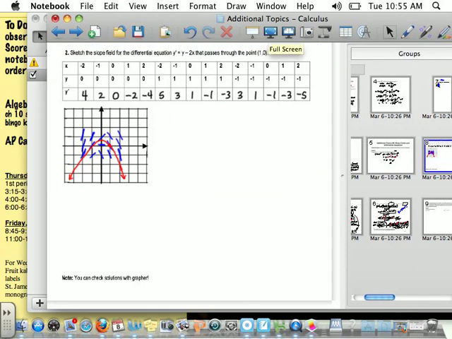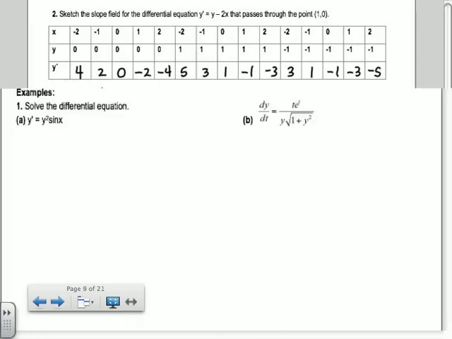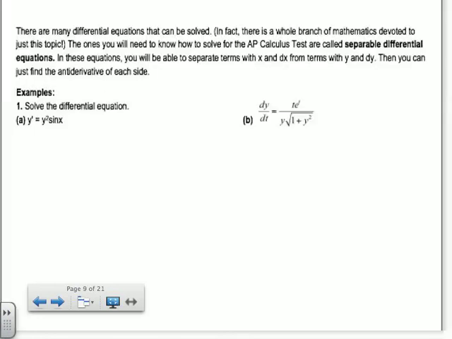Okay, so it says there are many differential equations that can actually be solved. In fact, there's a whole branch of mathematics devoted just to this topic. It's especially good to take if you're going to be an engineer. You'll definitely need differential equations for physics and engineering. The ones you need to know how to solve for the AP Calc exam are called separable differential equations. Separable means that you can separate your two variables, your x and your y.